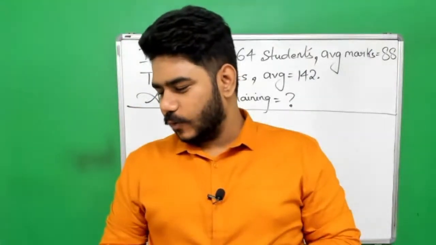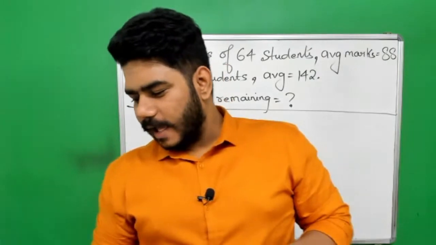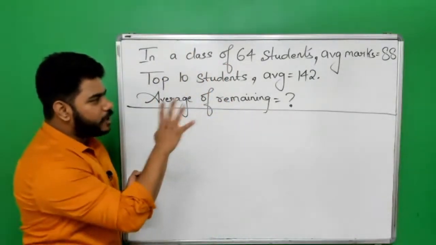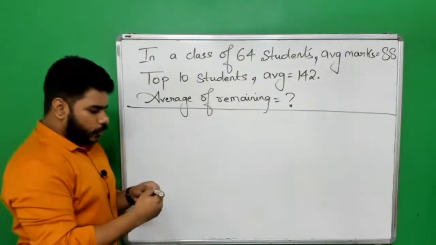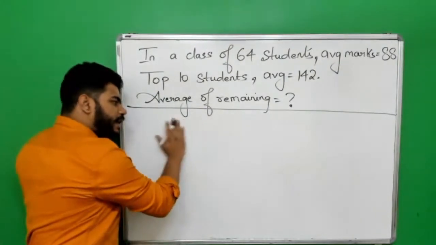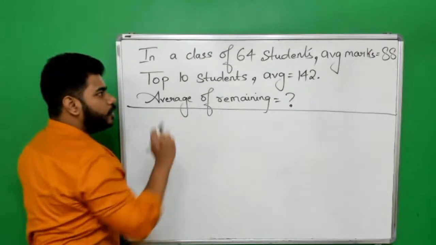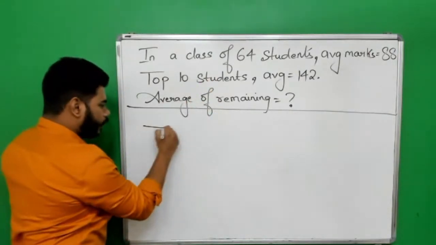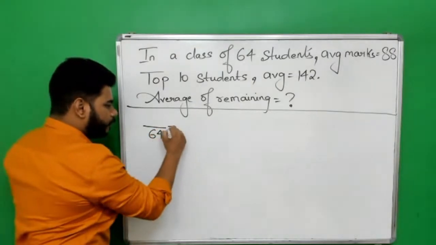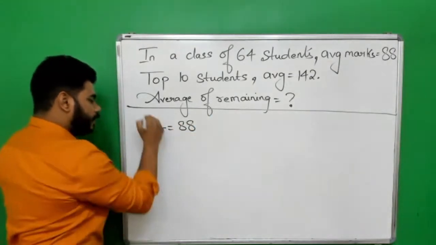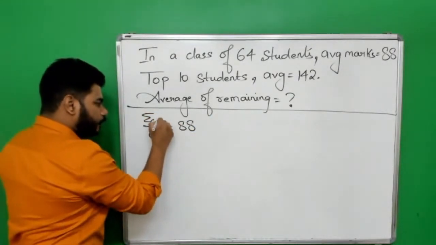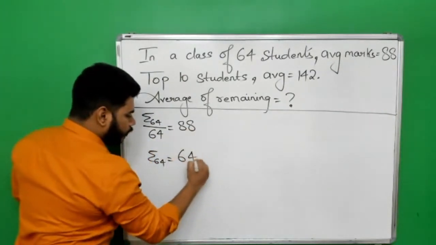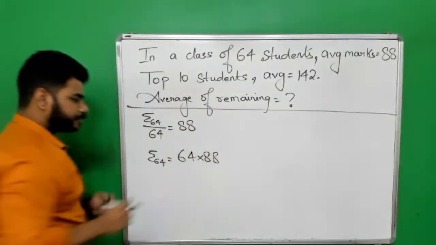Okay, so let us see how to solve this problem. In a class of 64 students, average marks is 88. People, this is how 99% of people solve. In a class of 64, average is 88. Am I right? So can I say the sum of 64 will be what, sir? Sum of 64 will be 64 into 88.